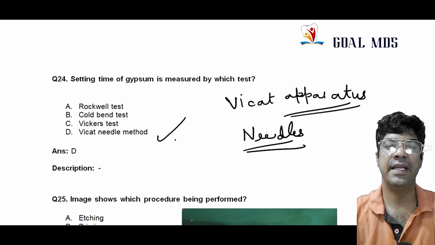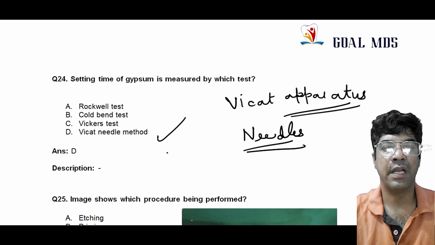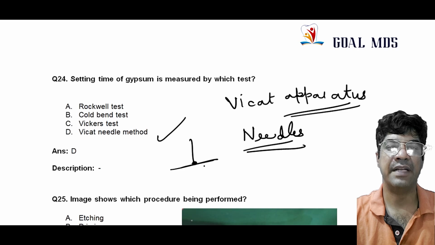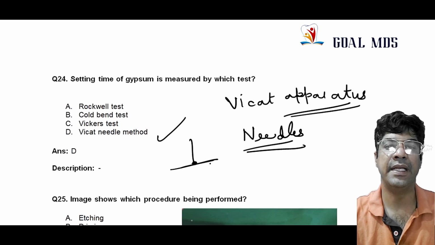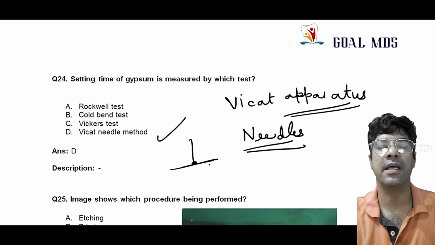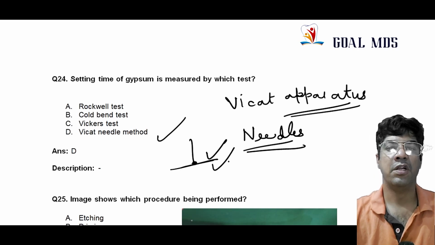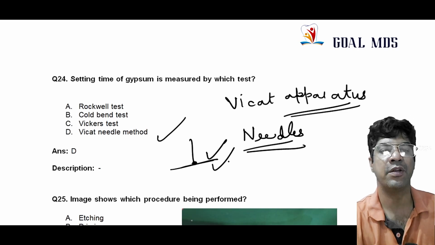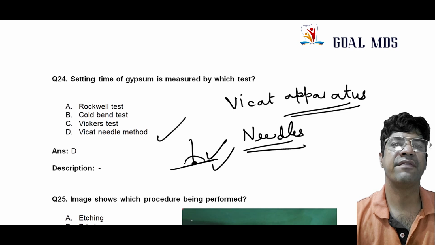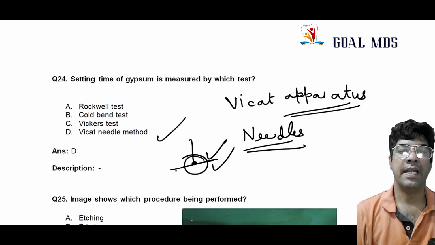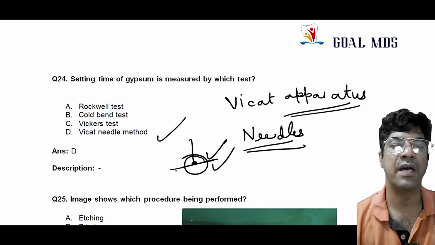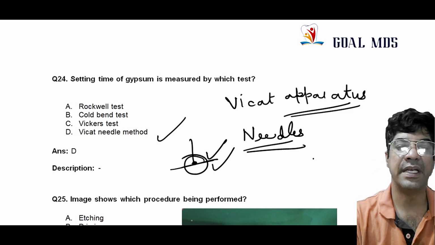The Vicat needle is allowed to penetrate the surface of the sample under its weight as the material sets. Needle penetration depth is measured at regular time intervals. Setting time is determined when the needle no longer makes a significant impression or mark on the material surface. That indicates that the material has reached a certain level of hardness and is no longer in a plastic or flowable state.